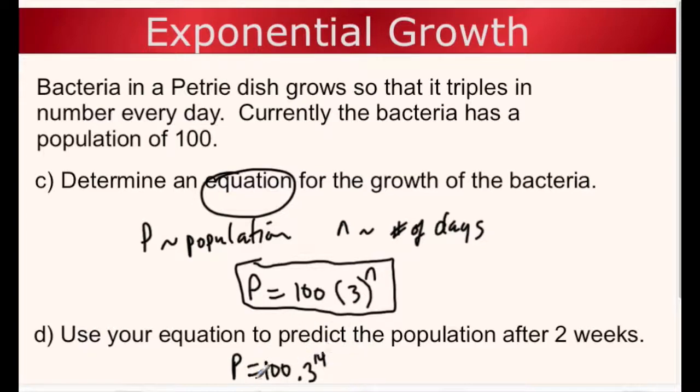and then you could use your calculator to crunch this out. 100 times 3 to the power of 14, a large number, times that by 100. Then we get 478,296,900. Let's look at another problem.